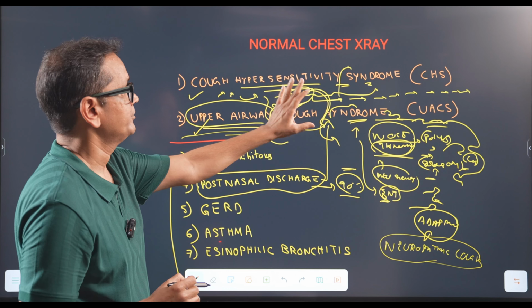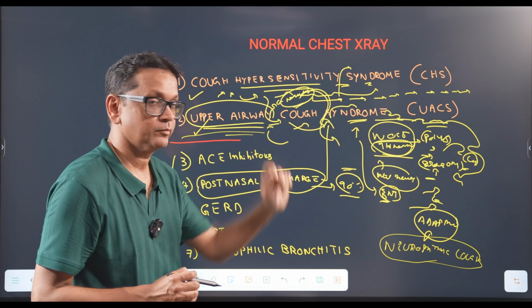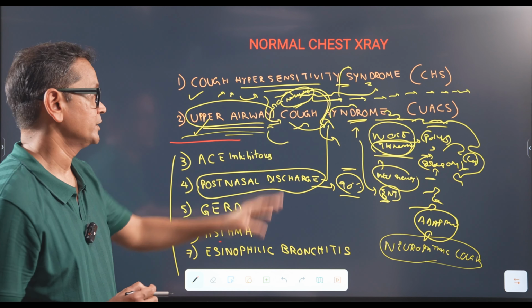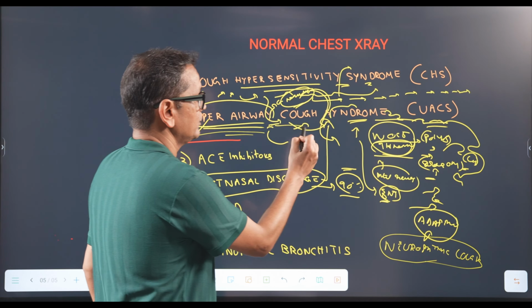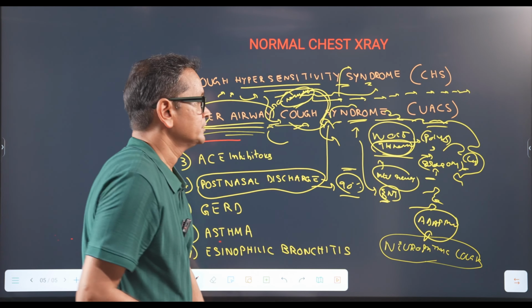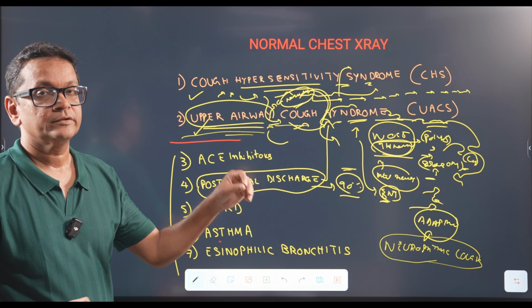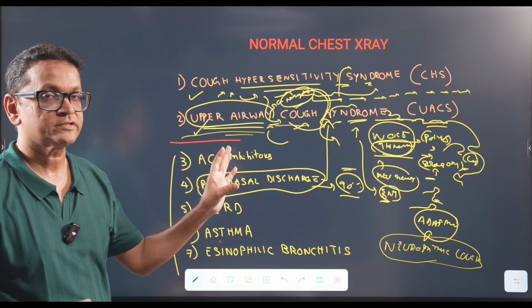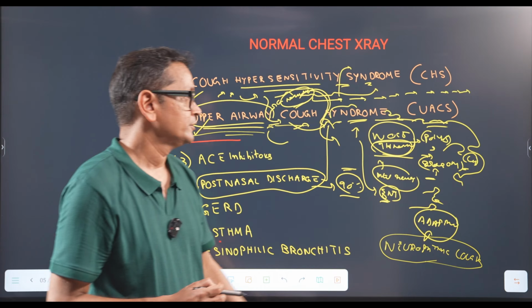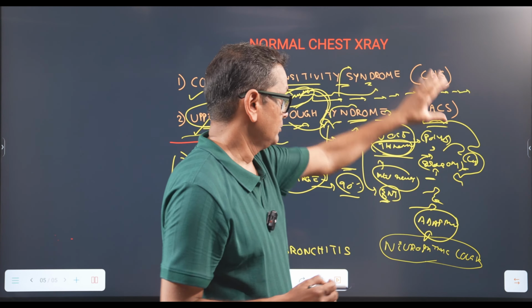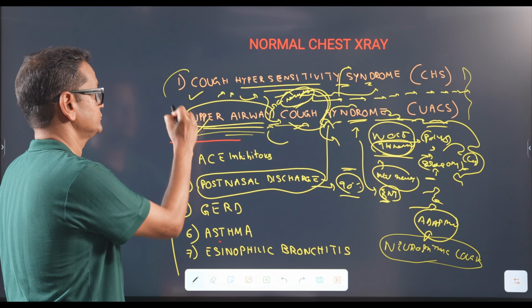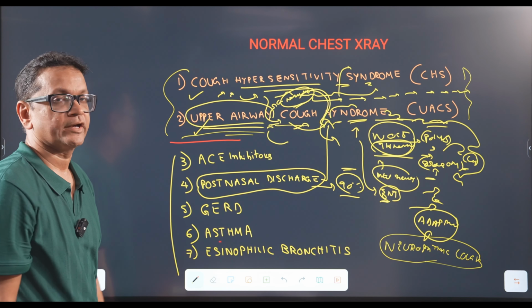One is cough hypersensitivity syndrome because of the environmental triggers, because of industrialization, whatever we call. Second one is upper airway cough syndrome. That means the nerves are getting super sensitized and they are going to transmit impulses even in the absence of trigger. So these are now the two most common etiologies of chronic cough, CHS and UACS.